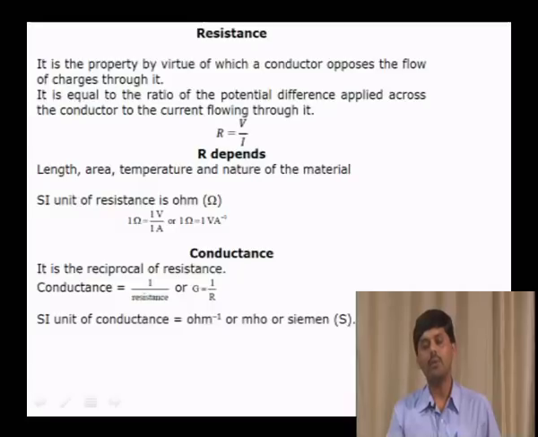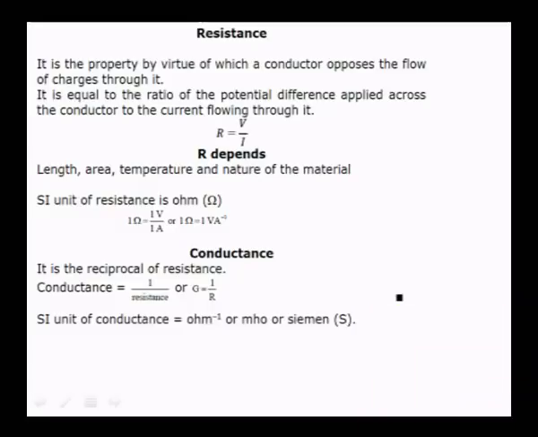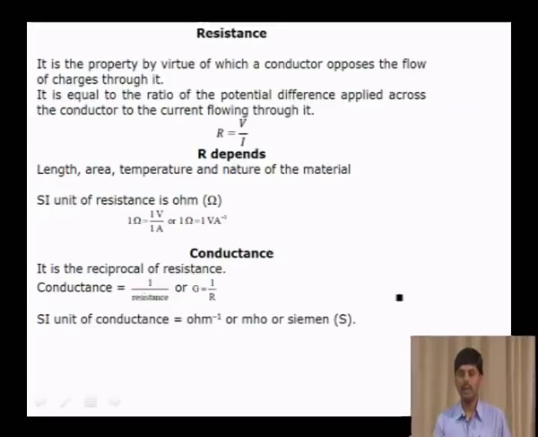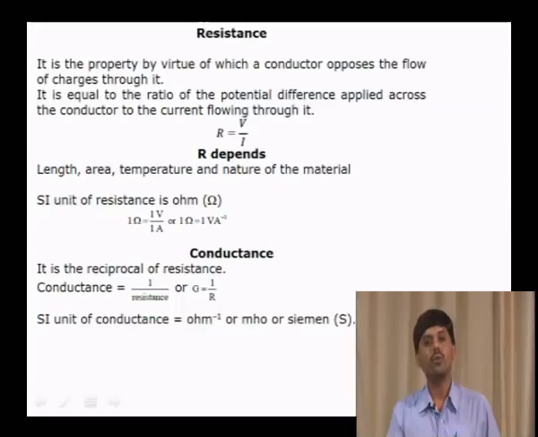Resistance is the opposition offered by the conductor to the flow of current in a conductor. It is also defined as the ratio of the potential difference across the conductor to the current through the conductor, that is R is equal to V by I. This resistance depends on so many factors.